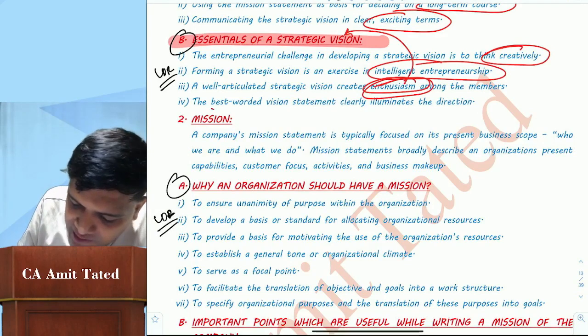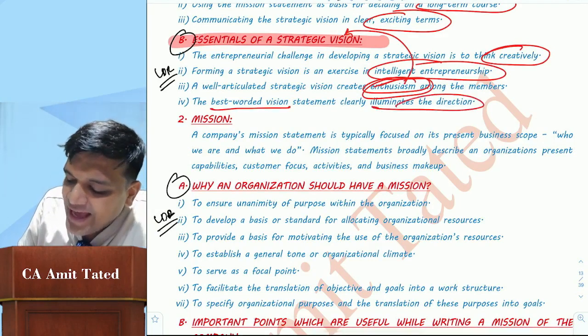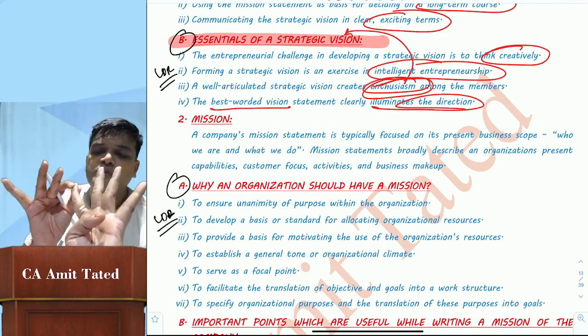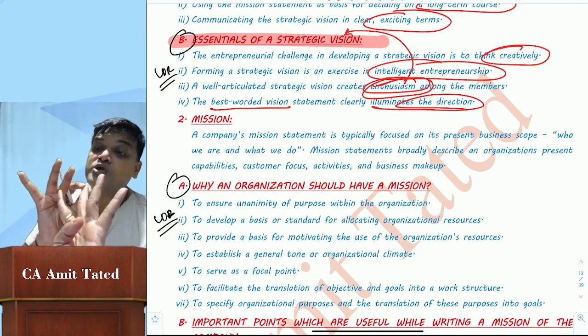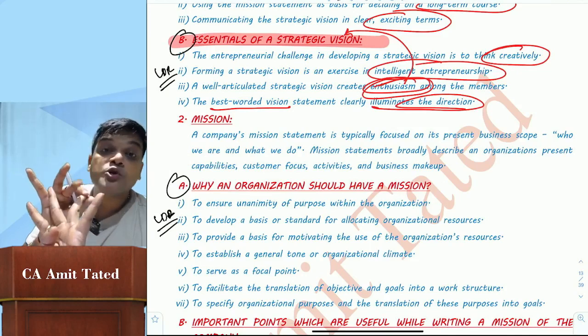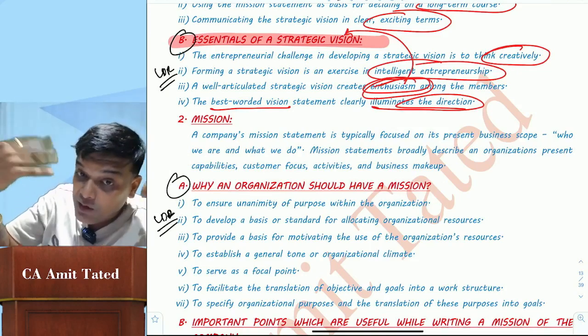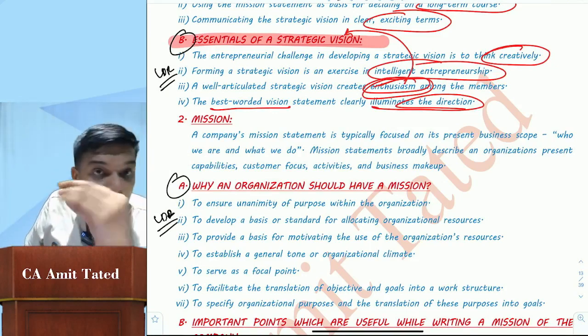And last concept, the best worded vision should illuminate the direction for the company. Okay. So 4 essentials of vision. First point, it should be a creative person who is thinking for it. Second point, it should have entrepreneurship. Third point, it should bring enthusiasm, and last point, it should give a direction. Enthusiasm matlab long term, Malik, long term. Okay, motivation is a short term concept.